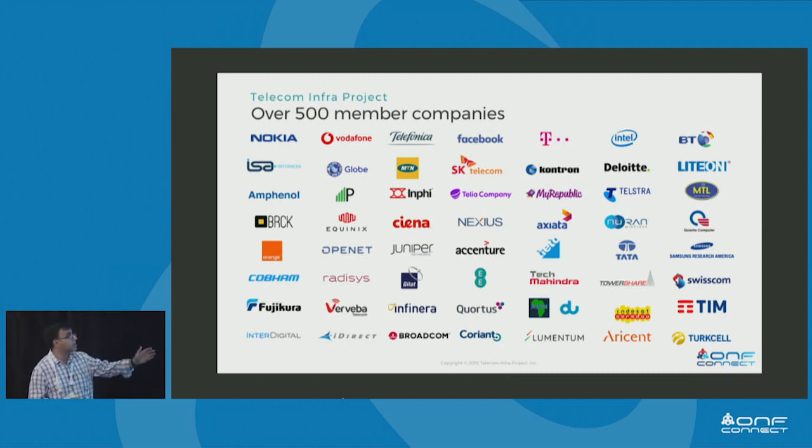If you think about the member companies, there are more than 500 member companies within TIP. So really diverse group of partners includes operators, system integrators, component partners, web scale companies, and most importantly, the operator community. Right? So it's a really vibrant community that's working together to really build solutions and really architect them to meet the needs of the industry.